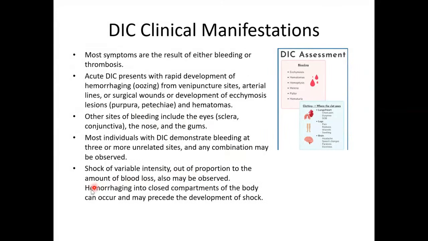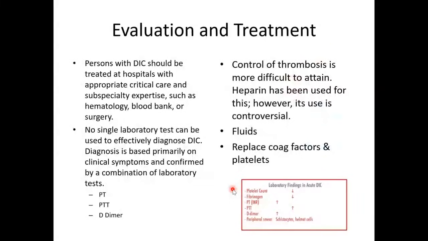Shock of variable intensity out of proportion to the amount of blood loss. So that might be observed, meaning that somebody's going into shock and you're like, wait a minute, they just bled a little bit from their IV. How could they be going into shock? Because hemorrhaging into closed compartments of the body can occur. They could be hemorrhaging into their belly and they can be hemorrhaging into their head, and that could precede the development of shock. So again, it's just important to understand what DIC is.